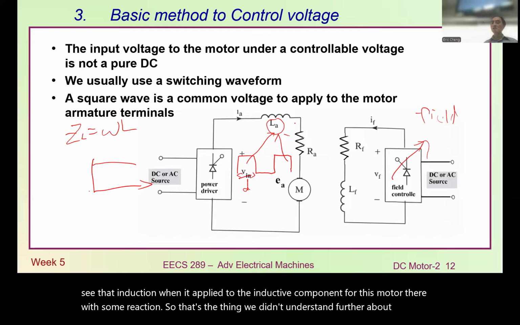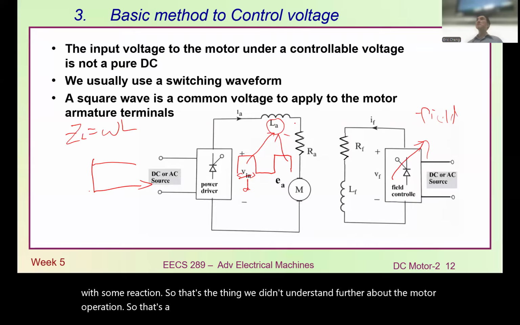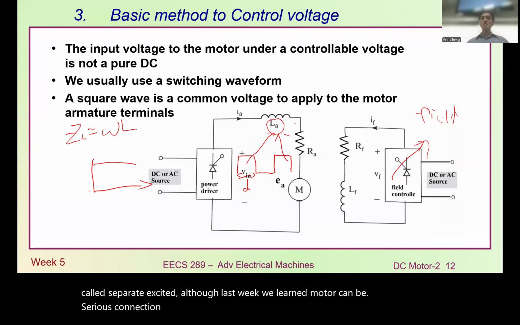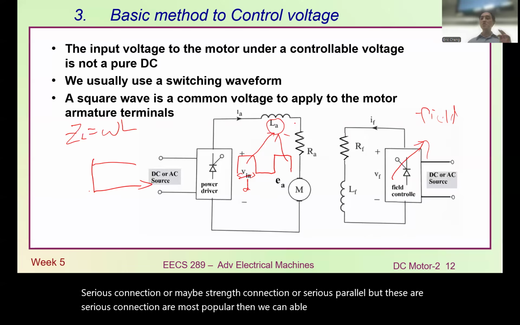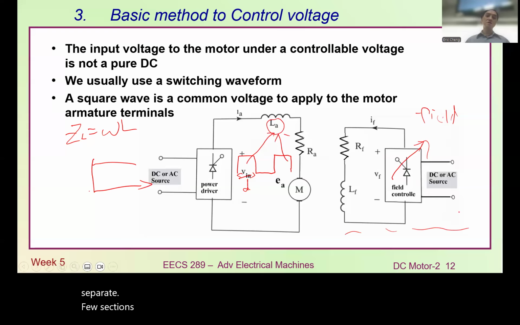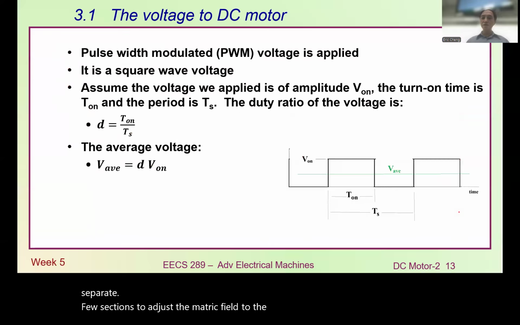So that's a typical circuitry. Most DC motors, we tend to use this so-called separately excited. Although last week we learned motor can be series connection or maybe shunt connection or series parallel, the separately excited connection is most popular. Then we are able to use DC voltage applied to the armature to adjust the armature voltage and current. And then we can use a separate field circuitry to adjust the magnetic field to the motor. So they're commonly being used.